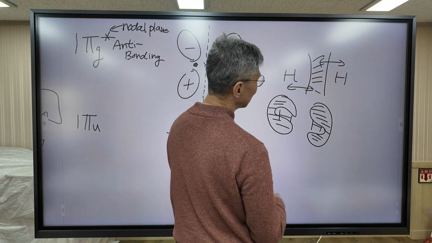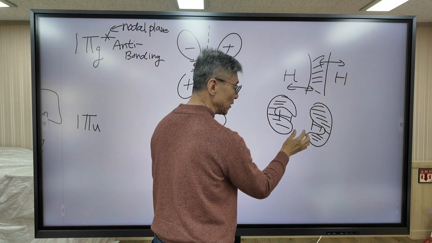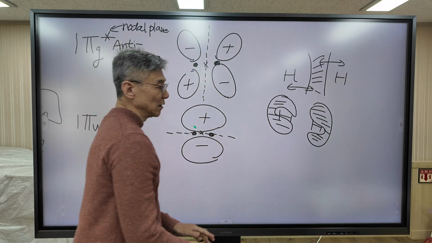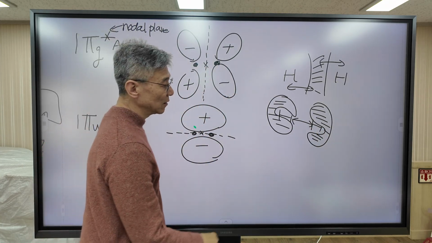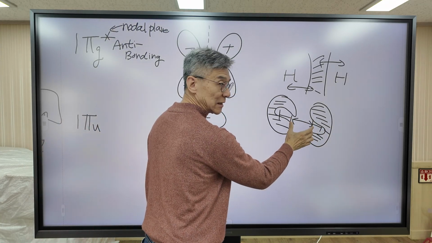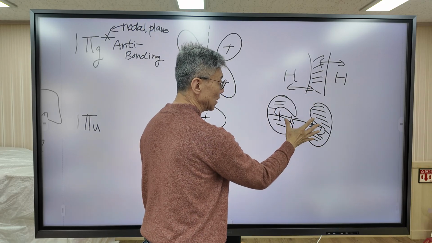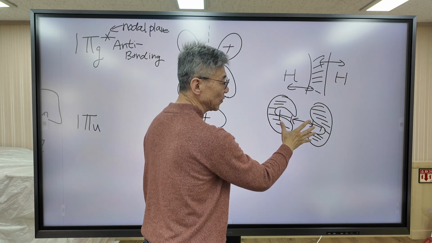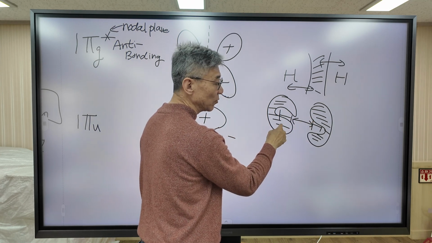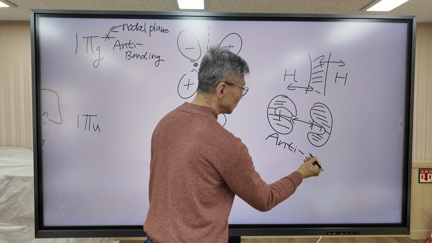When the electrons are distributed like this, if there are no electrons between the two nuclei facing each other, then the repulsive interaction is increased. In this case, the repulsive energy increases. So in this case, a bond cannot be formed. This kind of orbital is called an anti-bonding orbital.